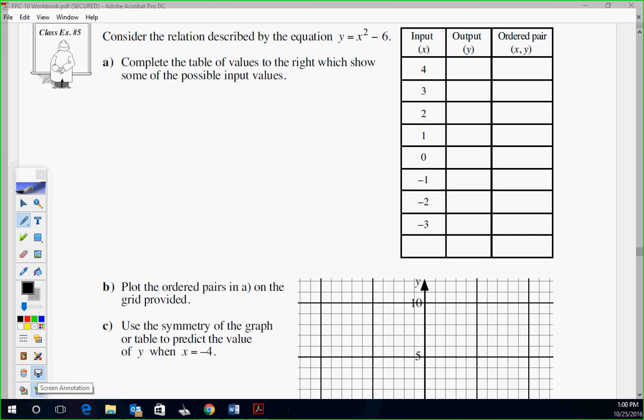Consider a relation described by the equation y equals x squared minus 6. This is the parabola. Complete a table of values to the right. Show some of the possible input values. What is 4 squared minus 6?